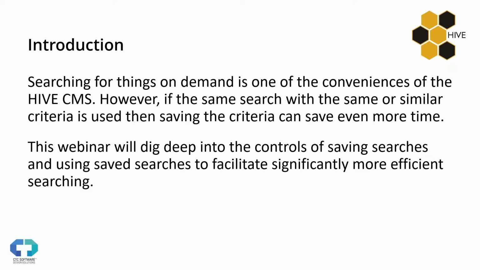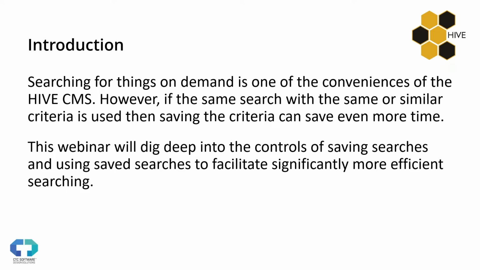So what are we talking about today? Well, we're talking about searching, and specifically searching for things on demand is one of the reasons why we really use the HIVE CMS. If we're doing the same search over and over though, for the same kind of criteria or similar kind of criteria, then sometimes it makes sense for us to save that criteria so that we can save even more time. Instead of having to reset all of our filters each time we go through a search, we can save a particular search configuration, and then we can just recall that on demand whenever we need to.